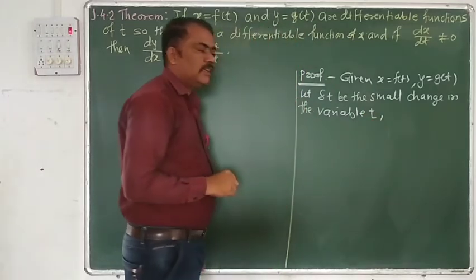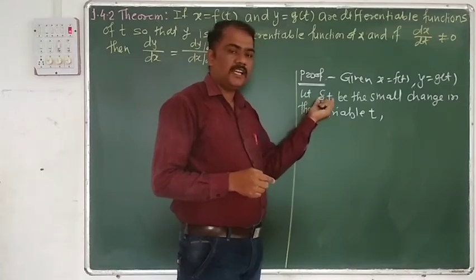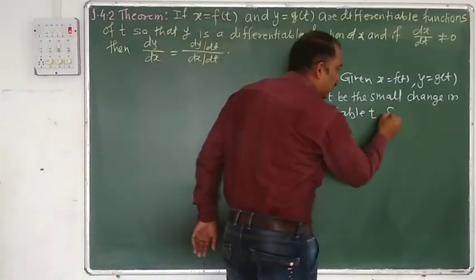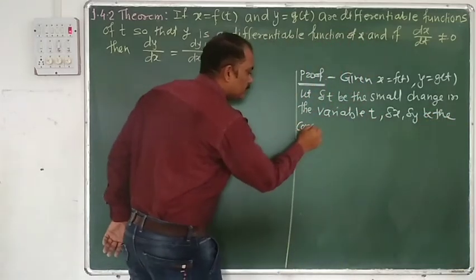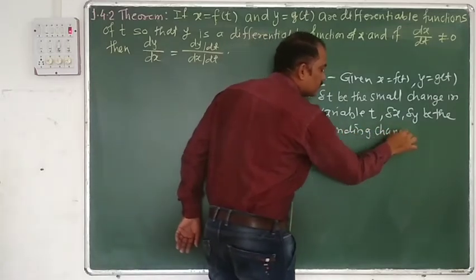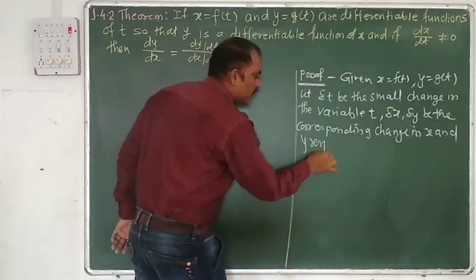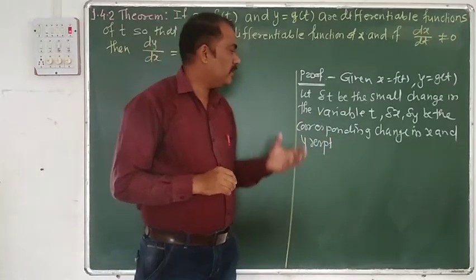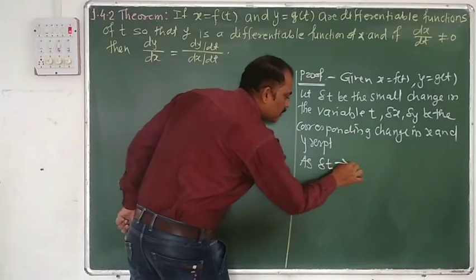Here we have to take the change in the independent variable. That small change is delta t. If there is a change in the independent variable, there must be a change in the dependent variable. Let delta x, delta y be the corresponding changes in x and y respectively. Means if there is a change in the independent variable, there must be a change in the dependent variables x and y. Suppose that as delta t tends to 0, what is the meaning of this?